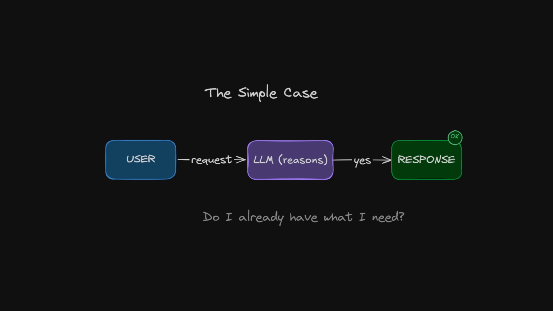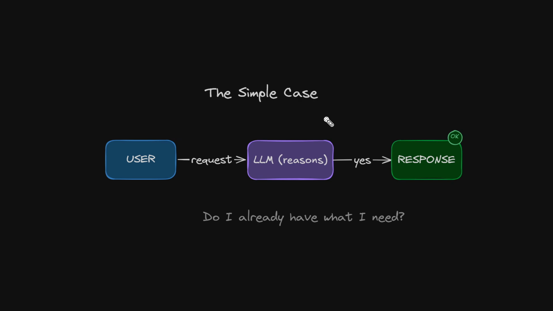Every time you send a message to an AI agent, something happens behind the scenes that most people never see. It's not magic, it's not random, it's a loop, and once you understand it, the way you use AI changes permanently. Here is how it starts.